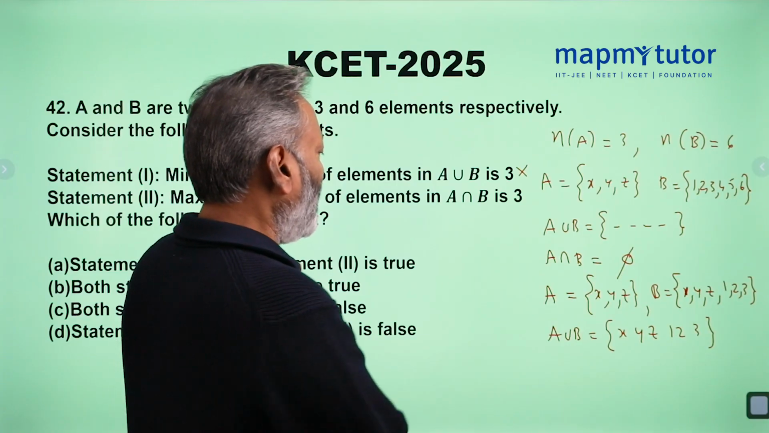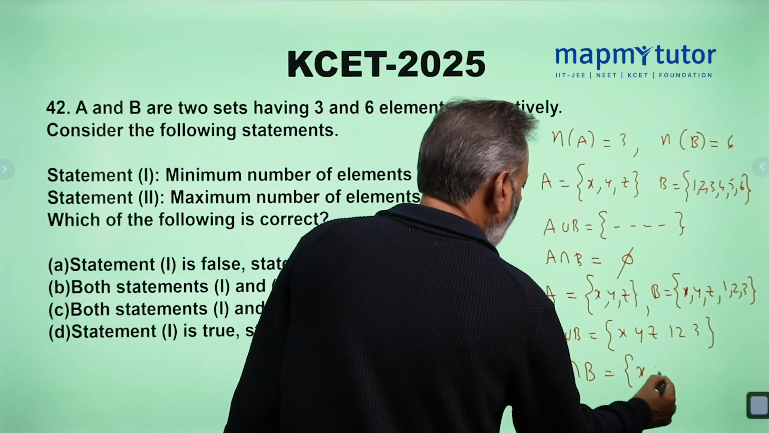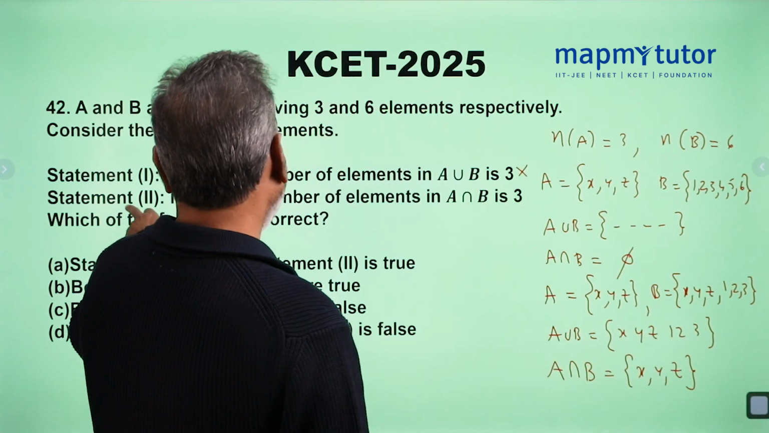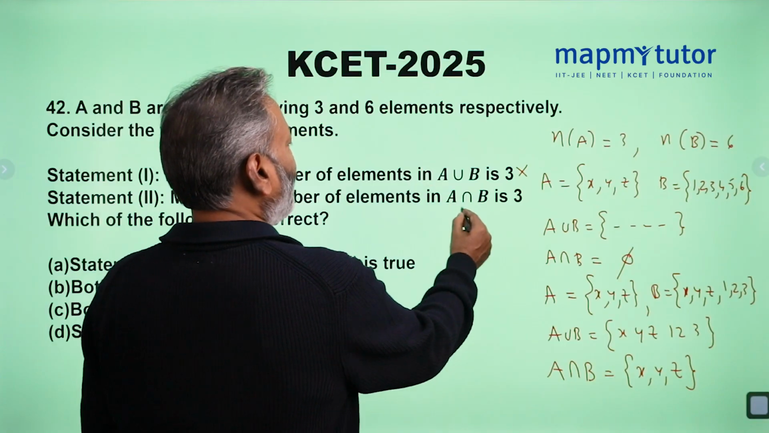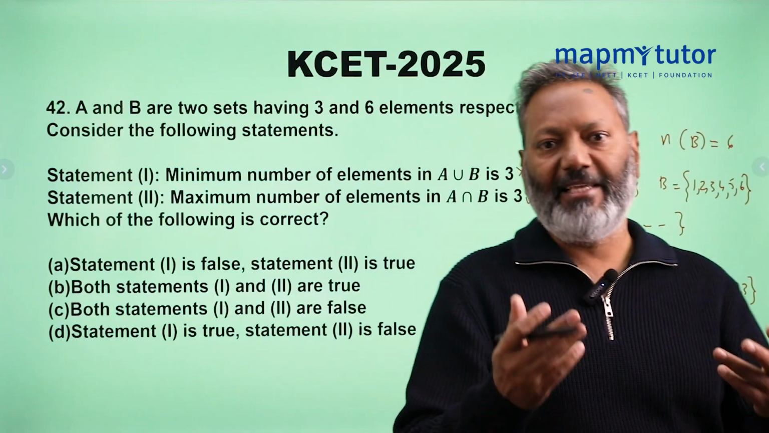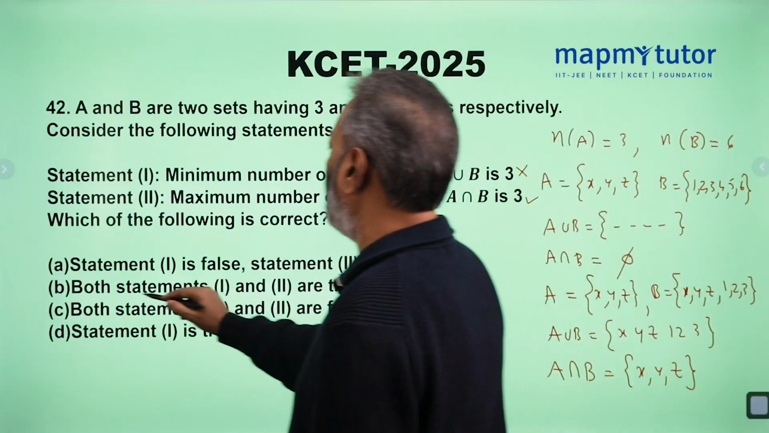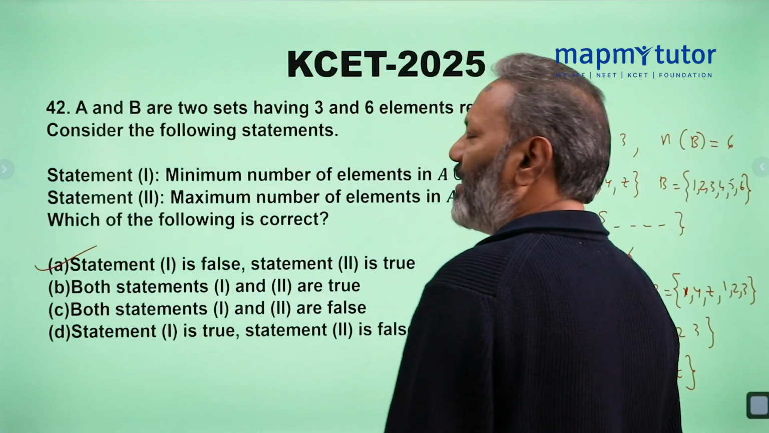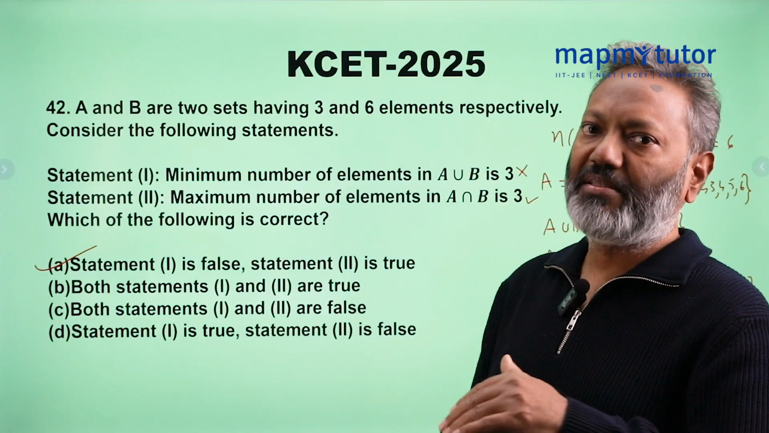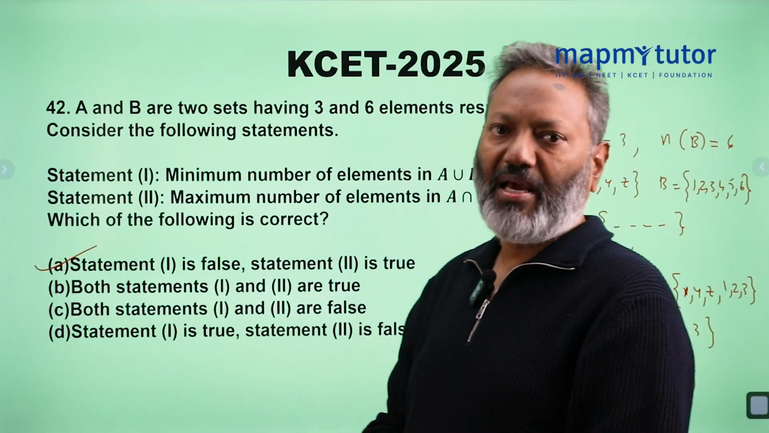And what about A intersection B in this case? Only x, y, z, because they are the common elements. And of course, that is the maximum. That is the second statement: maximum number of elements in A intersection B is 3. Correct. So the first one is false, the second one is true. S1 is false, S2 is true. That means option A. Easy, just by taking different cases, in the sense extreme cases: no common element, maximum common elements. These are the extreme cases. I explained that to you.